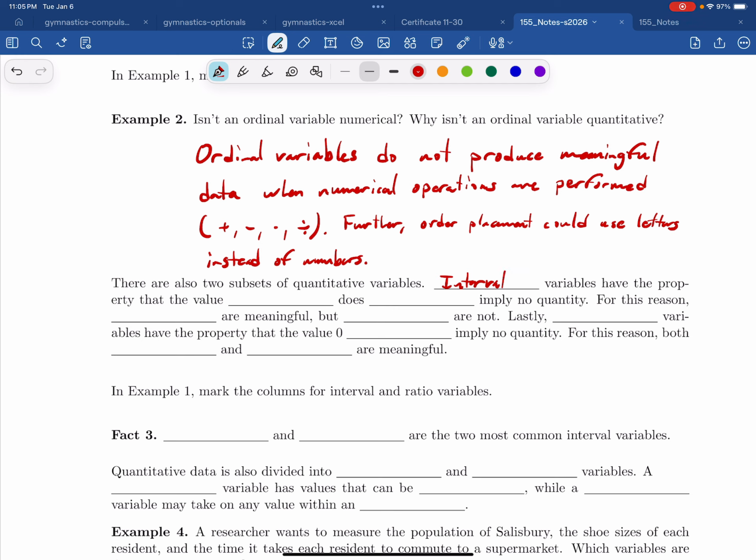Interval variables, you don't see these all that often, have the property that the value 0 does not imply 0 quantity. And so for this reason, intervals are meaningful, but ratios are not. And lastly, ratio variables have the property that the value 0 does imply no quantity. And so for this reason, both intervals and ratios are meaningful.